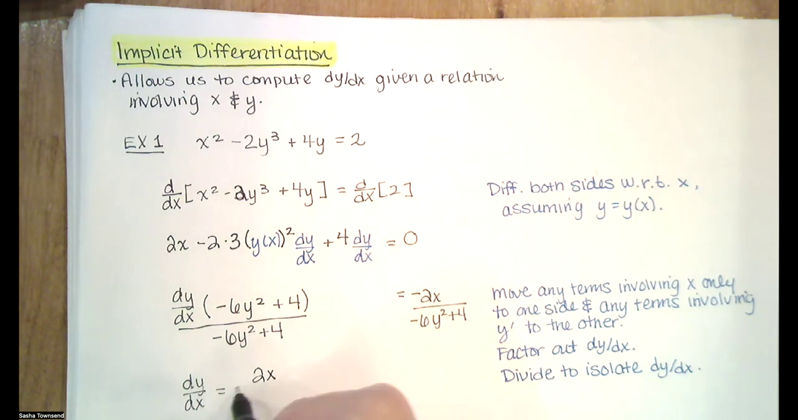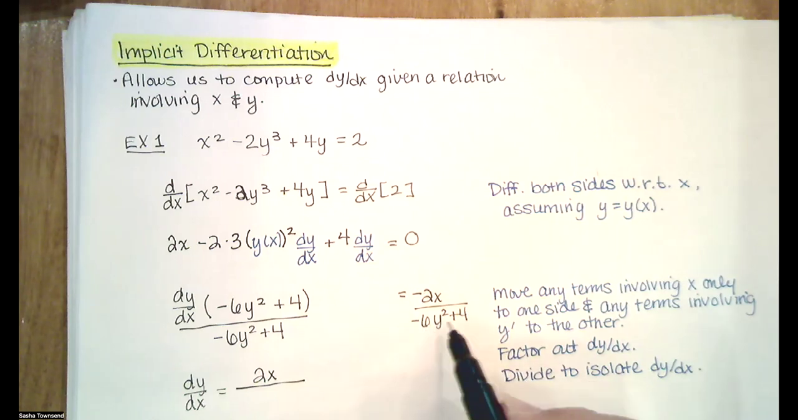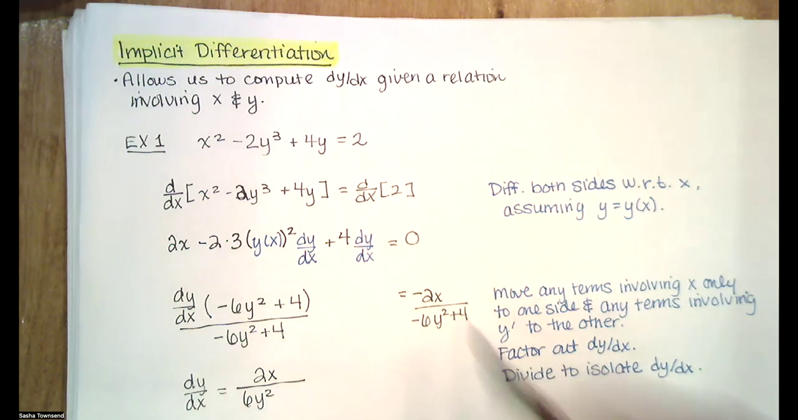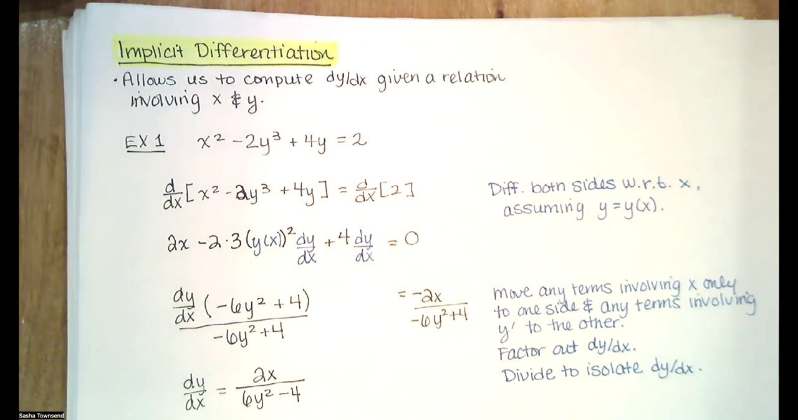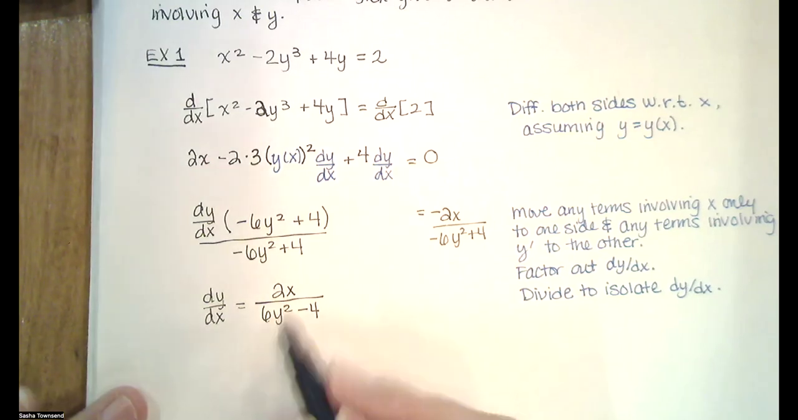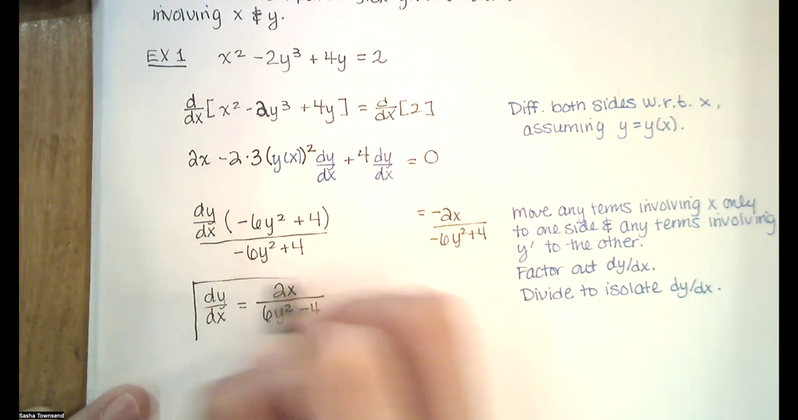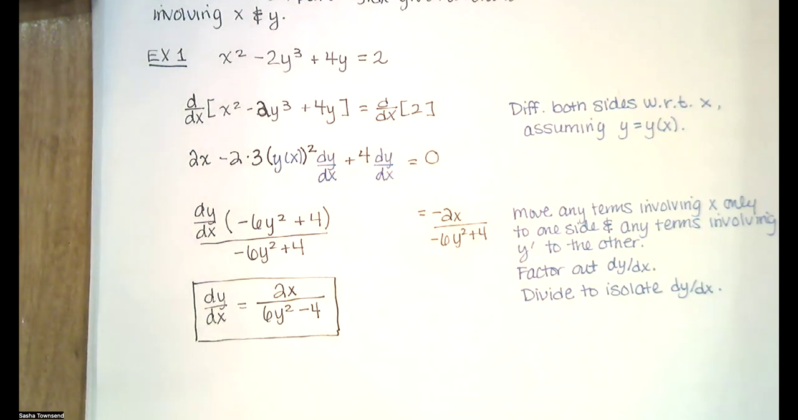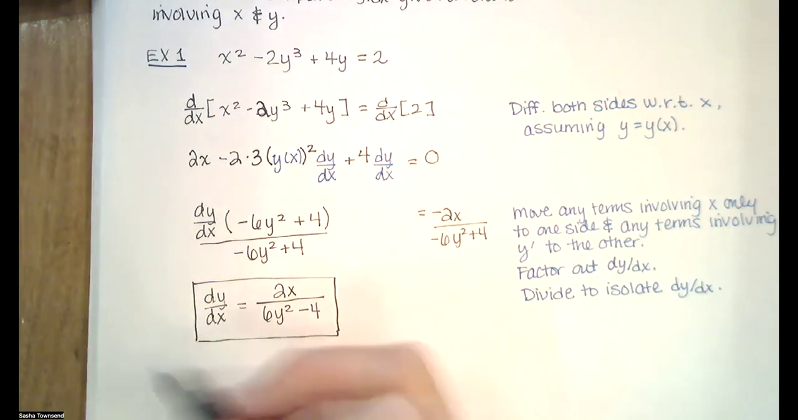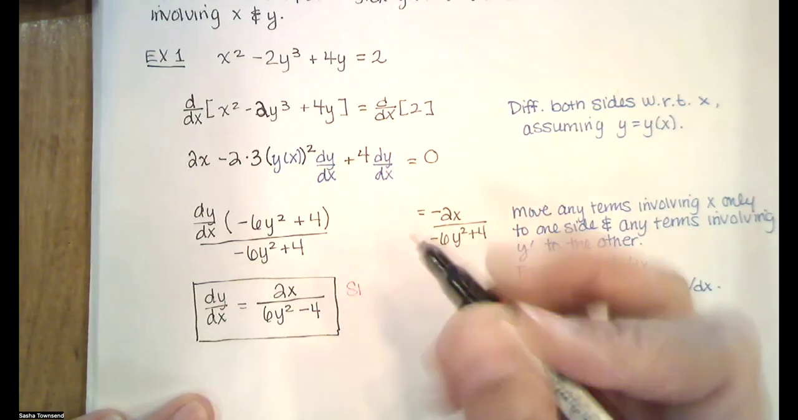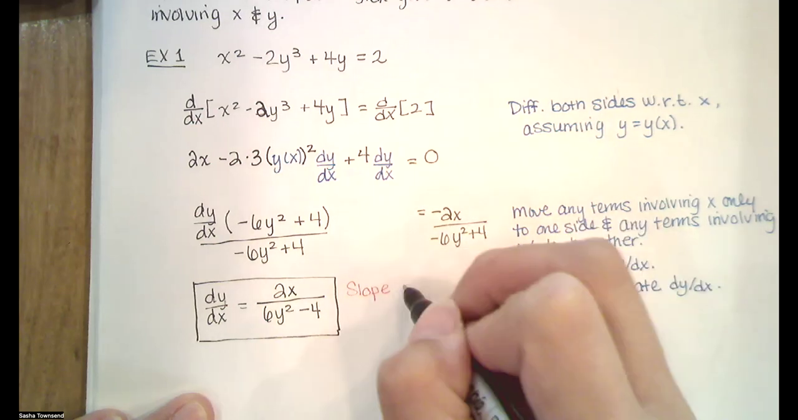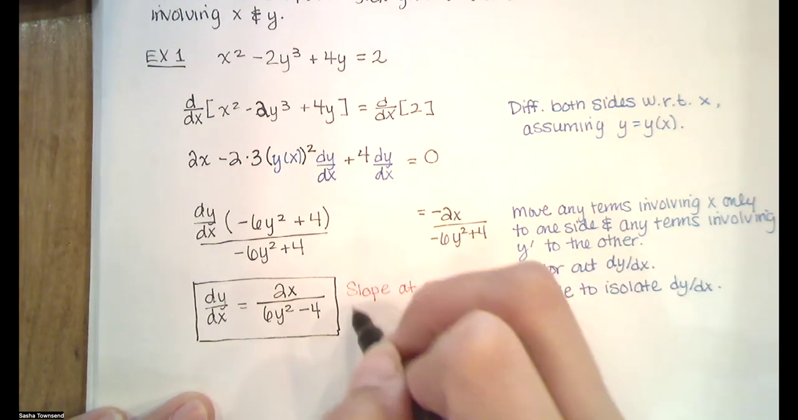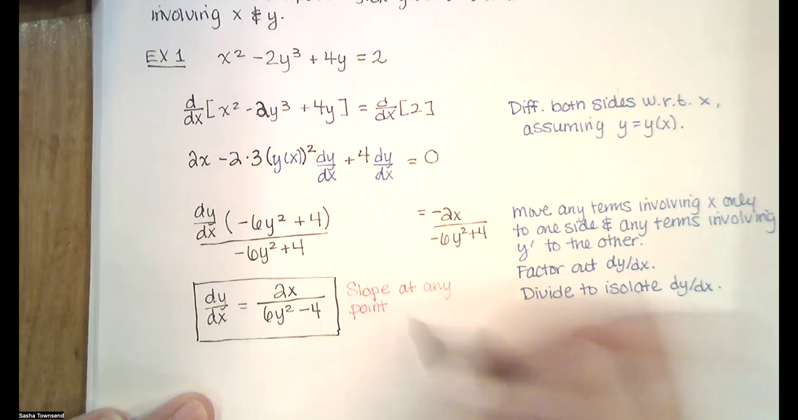So we've got a 2x in the numerator. And then we'll take that negative times the -6y squared makes that +6y squared. And the negative times that 4 gives me a -4. So this gives me the slope at any x, y that is on the graph of the function. So you have to be very careful about that. I think I said any point on the function. What I meant was any point on the graph of the relation.